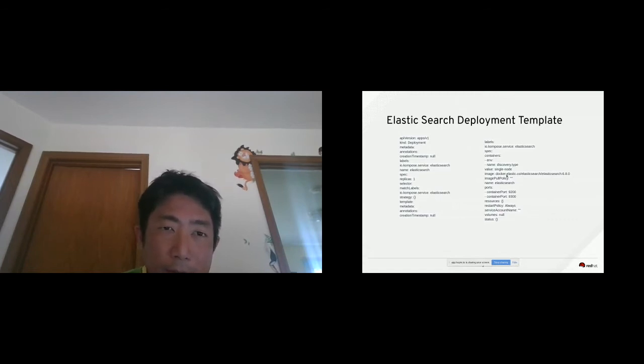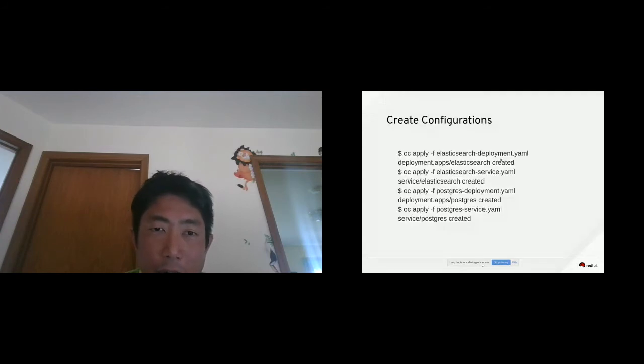And then we have the Elasticsearch service template. We specify the kind as a Service. All you need is to specify the port numbers 9200 and 9300 and the selector to be Elasticsearch. So now you have the four YAML file definitions from the last four screens. All you need is to go to oc apply -f for the Elasticsearch deployment, Elasticsearch service, Postgres deployment, and Postgres service. Now you've got four objects created.